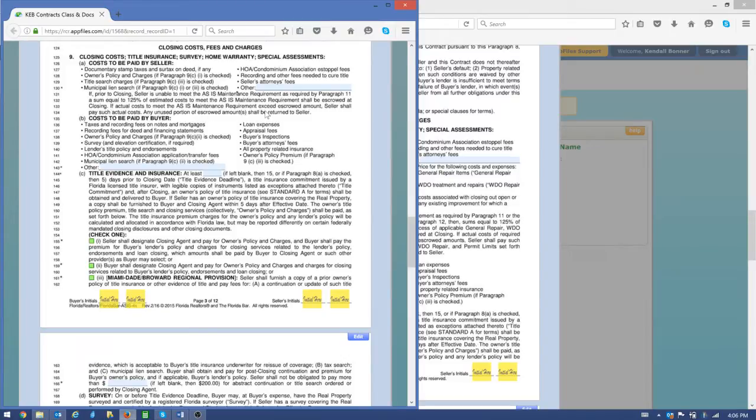Okay, and you see here what happens. If it's less than, the seller gets their money back. If it's more, the seller still has to pay for it. So they have to pay the actual cost. All right, that's under the as-is.